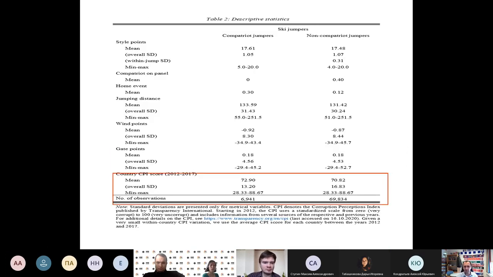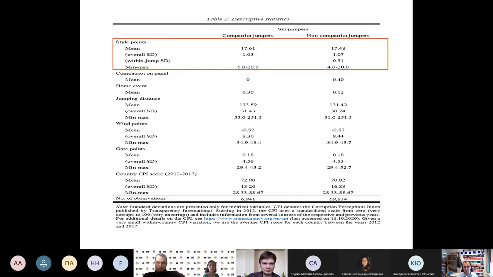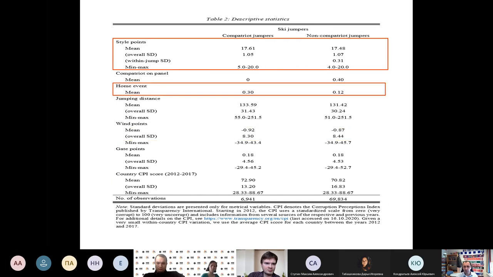And these are descriptive statistics. We can see that style points, when there is a compatriot jumper, are a bit higher than when there is a non-compatriot jumper. We also see that for home events, when there is a compatriot, we have 30% compared to 12%. Those things should be taken into account in any empirical analysis, because by default, a home judge must be present in the judging panel. So if the competition is in Russia, there must be a Russian referee. There must not be a Norwegian referee, but Russian, yes. Okay.